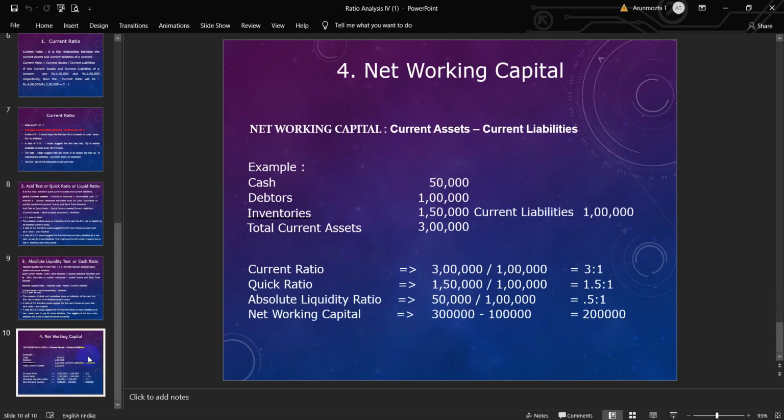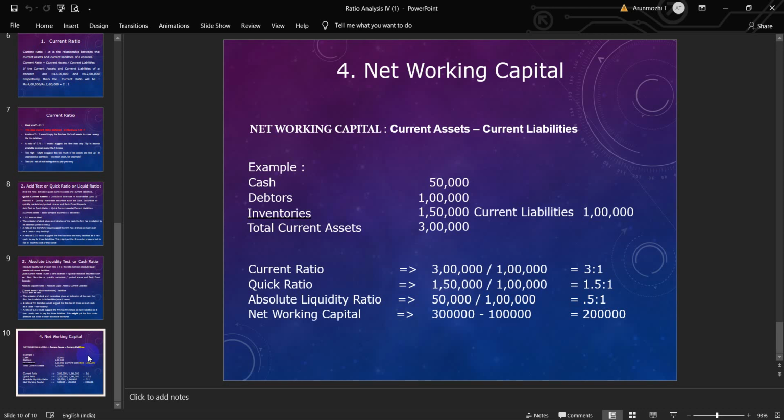Now we pass on to the net working capital, current assets minus current liabilities. We have the example in which cash is 50,000, debtors 1 lakh, inventories 1,50,000, and current liabilities are 1 lakh. Here the total current assets is 3 lakh.